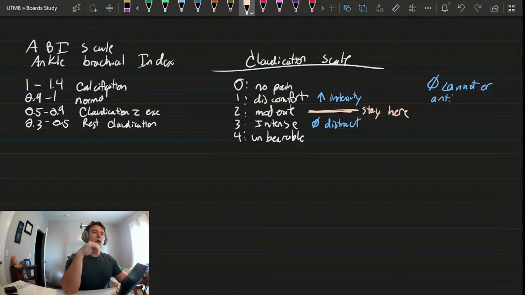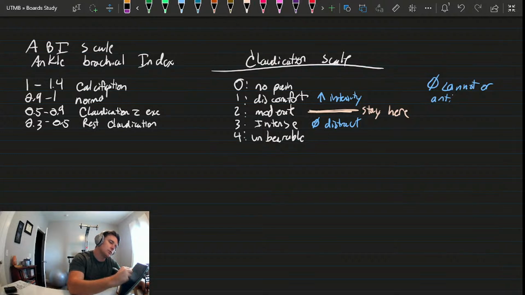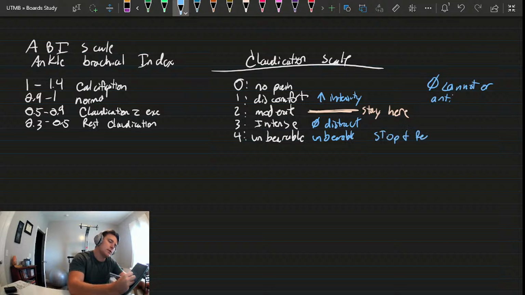And then, of course, a 4 is just unbearable. So this one you need to stop and rest. You're going to decrease intensity or stop and rest.